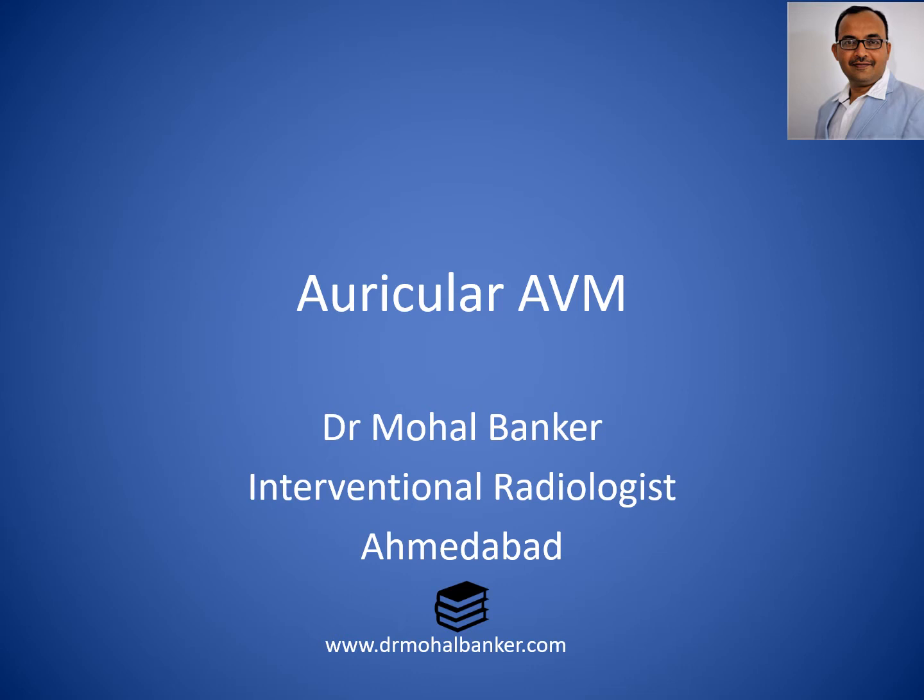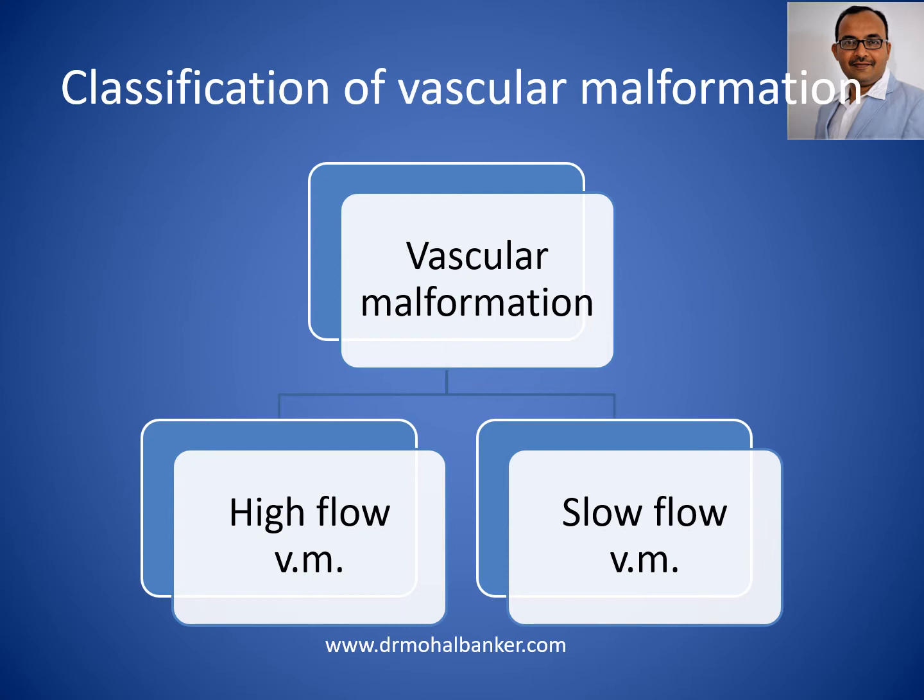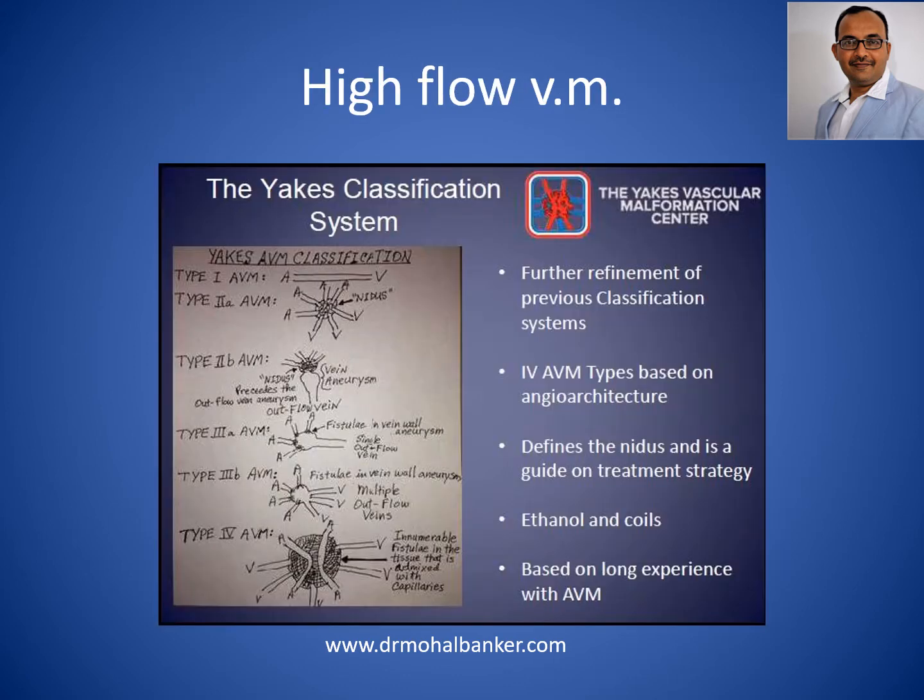Today I am going to discuss one important case of auricular AVM. Vascular malformation is a very complex disease and it is further subdivided into two types. One is high flow and the second is slow flow vascular malformation. High flow vascular malformation is further subdivided into four types in the Yakes classification.